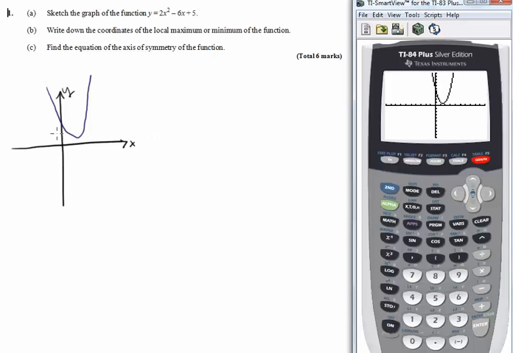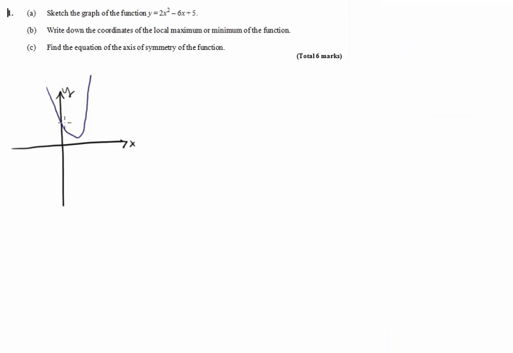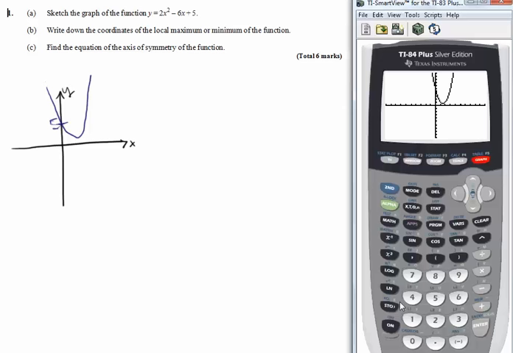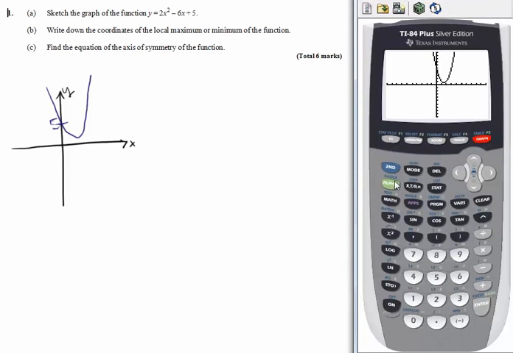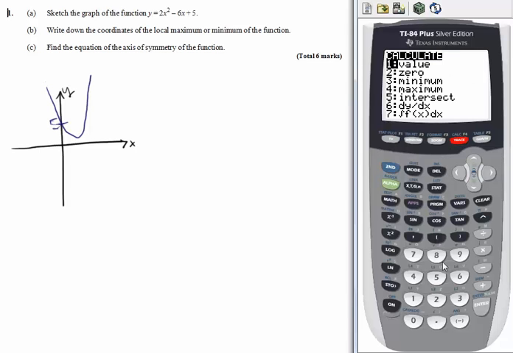And so the one thing, we know it's at +5, that's the y-intercept, so we can actually sort of mark a 5 there, and that's my sketch. That's all that's really necessary. Then I want you to write down the coordinates of the local maximum or minimum. So again, I go back to my calculator. It's the quickest, easiest way to handle this, and I'm going to calculate the minimum.